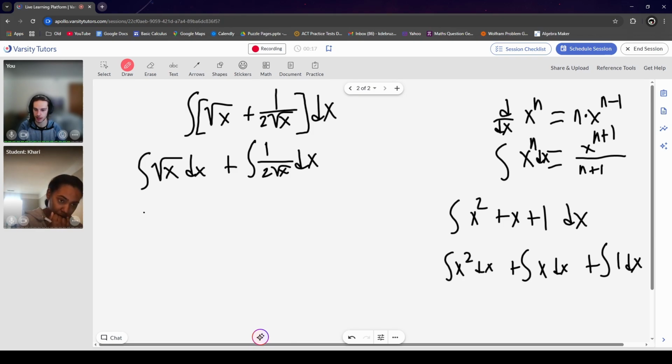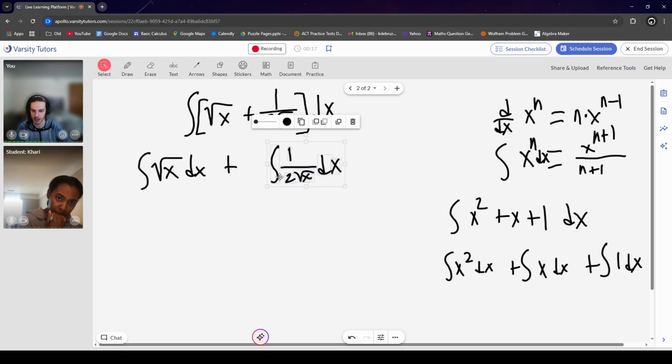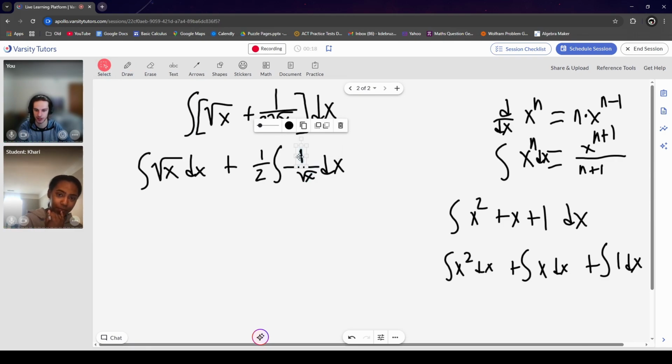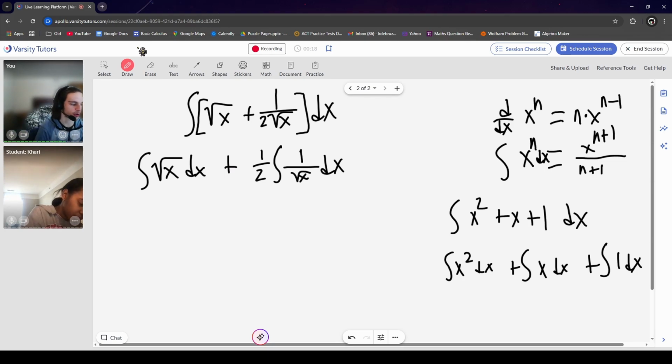Then I'm going to, well, actually, are you familiar with the fact that we can pull out constants in integration? So I can take the 1/2 inside here and then bring it to the outside. Yeah, he was doing the same thing. Yep. It's just a property of derivatives and integration. We can pull them apart like that.